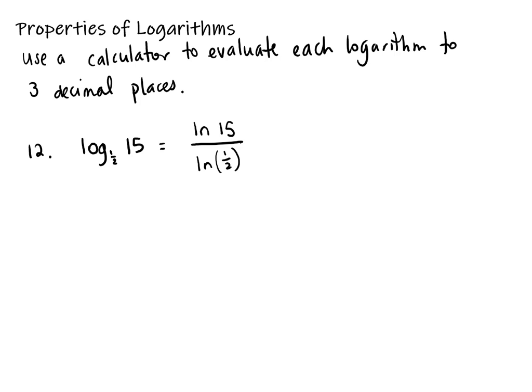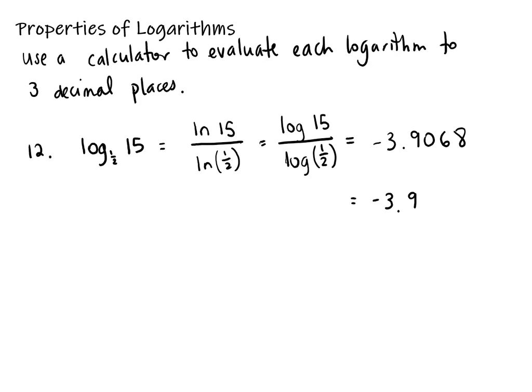Now, you can type this into your calculator now. You could have also chosen to rewrite it with log base 10. So you could have written log of 15 over log of 1/2. And both of those will give you the same answer. Go ahead and use your calculator. And my calculator gives me the value of negative 3.9068. And we want to round that to the correct 3 decimal places. So I'm going to say negative 3.907.